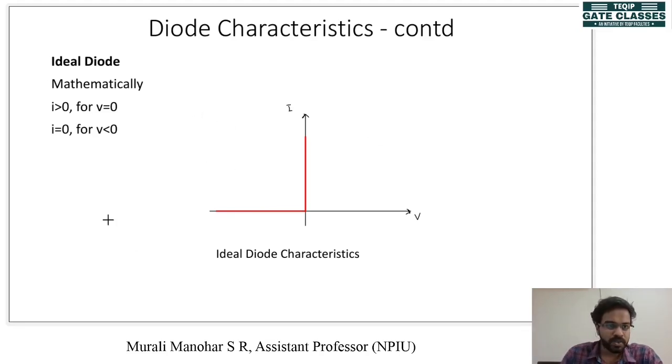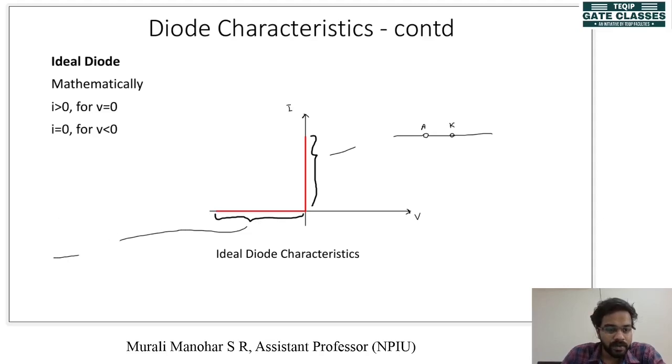And if you want to see how it behaves in a circuit, this part of the graph corresponds to a short circuit. This is the anode and this is the cathode of our diode. And during the reverse bias, this ideal diode will act as an open circuit.